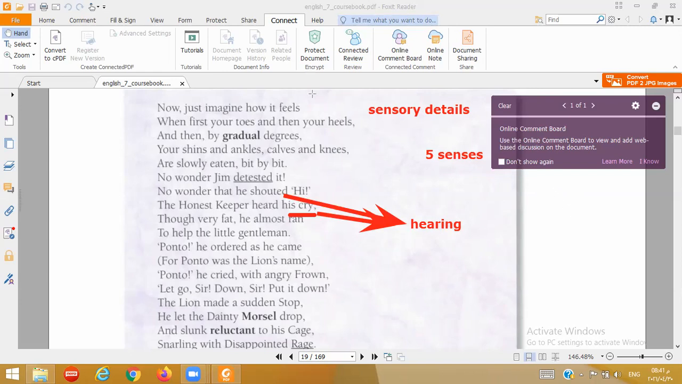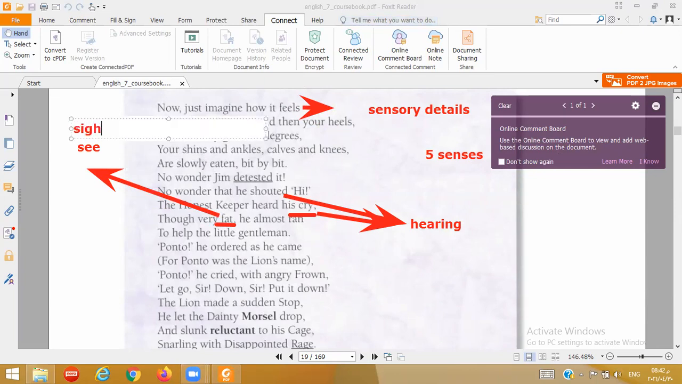The word feels. Feeling. Right. Fat. Something that we see, but not a feeling. It's not a feeling. See, it's a sight word. That's sight.